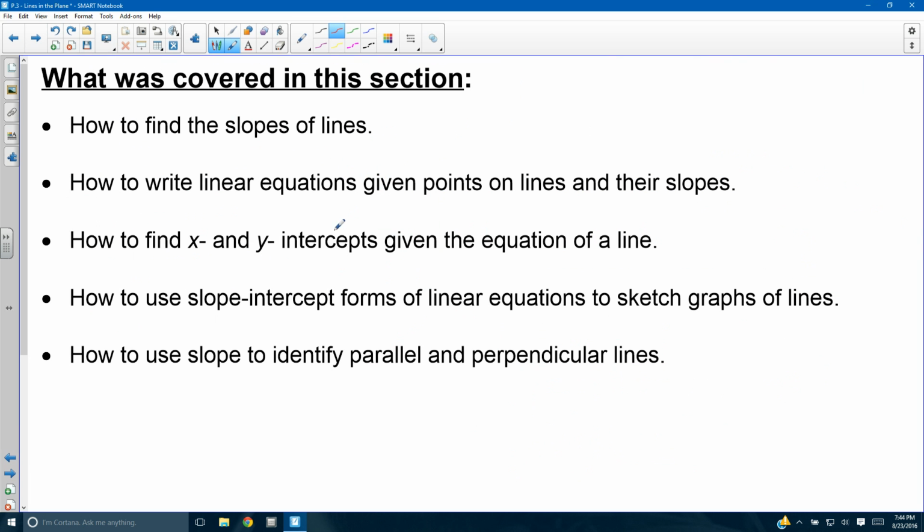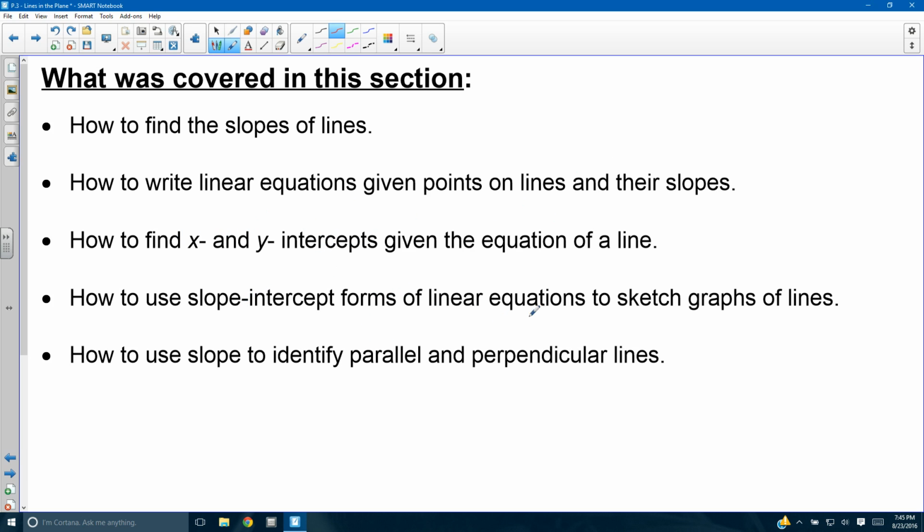All right, so to summarize everything, we discovered how to find the slopes of lines. Rise over run, delta y over delta x, y2 minus y1, any of those. Counting measures, rates, reducing fractions. Write linear equations given points on lines and their slopes. All right, so we did a lot with those forms, and we found out how to write those equations with that. How to find x and y intercepts given the equation of a line. Substitute 0 for y when solving for the x-intercept, etc., especially in standard form.